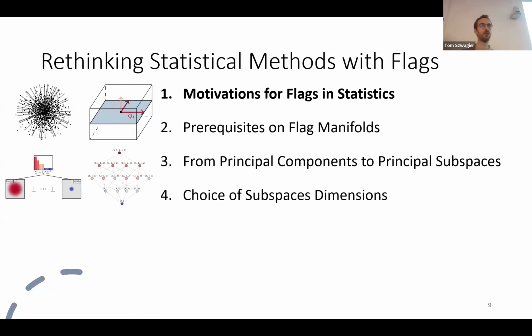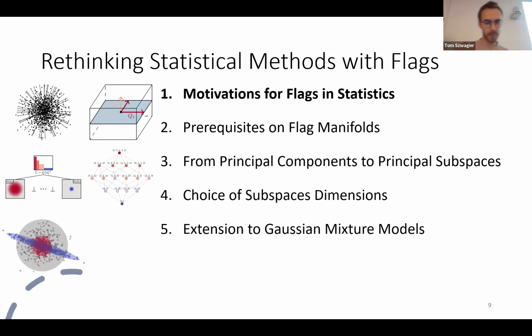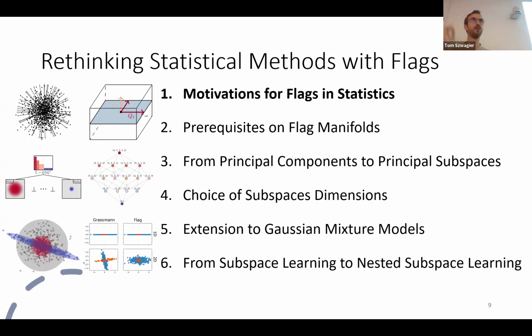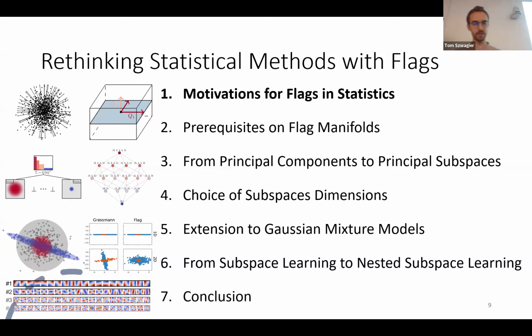Then we'll explore more quantitative methods for the choice of the subspaces dimensions. Then we will extend our methodology beyond Gaussians by looking at Gaussian mixtures. And then we'll go even beyond Gaussian models, and at the same time answer the question of the nestedness issue between subspace representations. And then I will conclude.